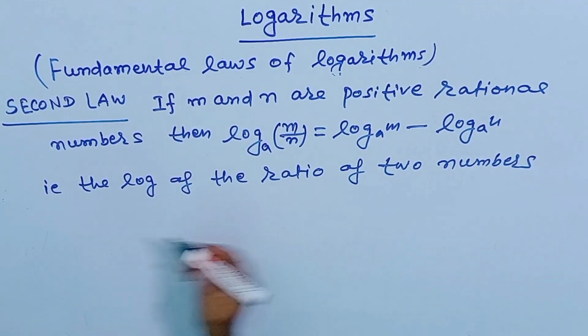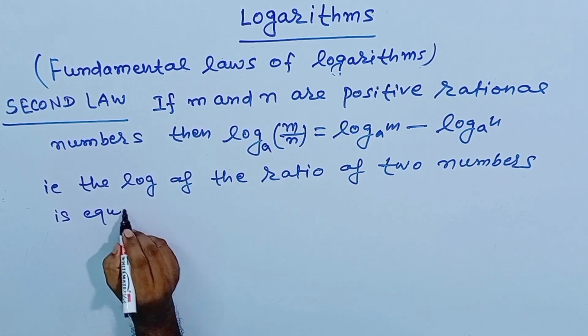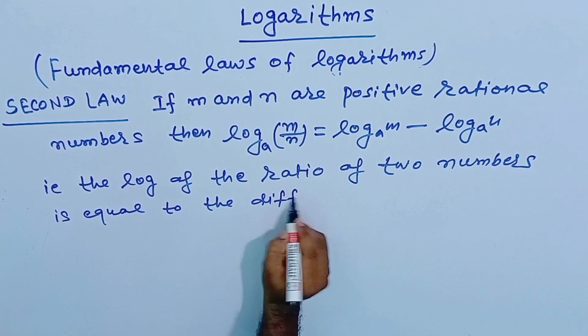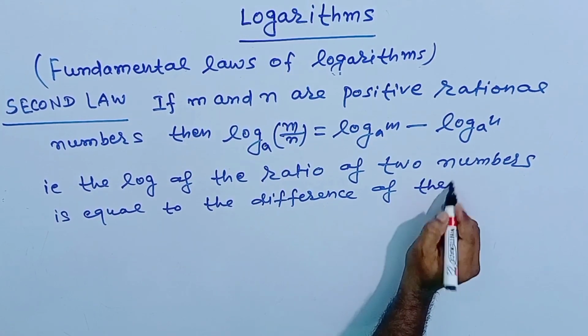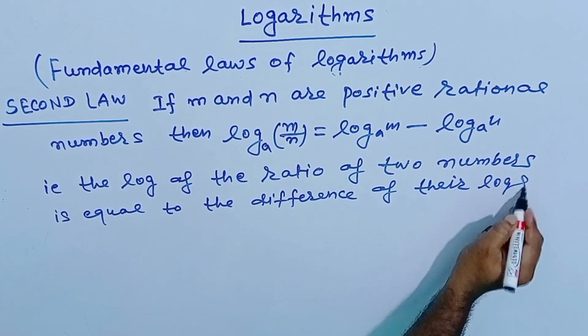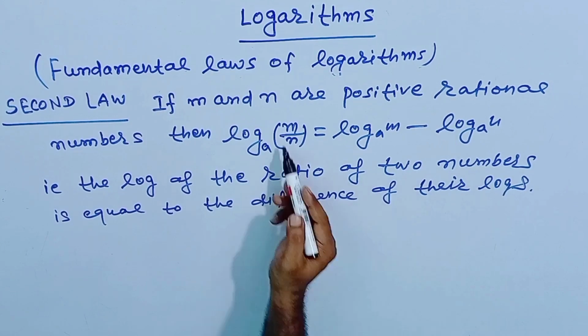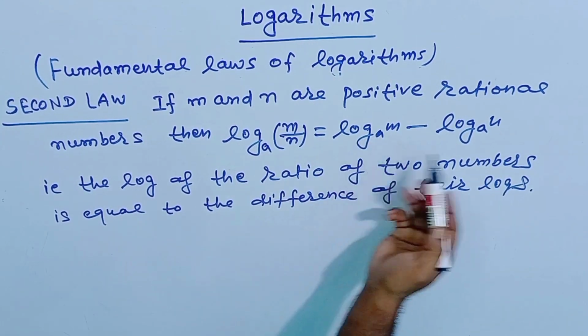The log of the ratio of two numbers is equal to the difference of their logs. So we can also say that the log of the ratio of the two numbers, that is log of m by n, is equal to the difference, that is log of m minus log of n, the difference of their logs.